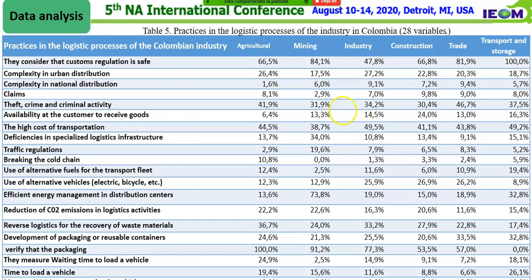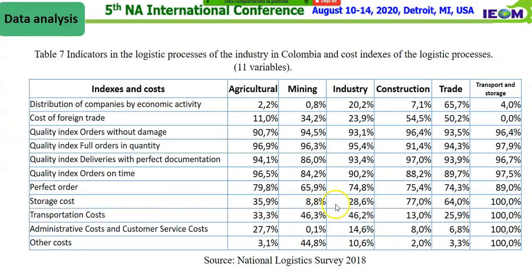Well, the first is this. In this case, the different data set includes agriculture, mining, industry, construction, trade, transport, and others. These are the practices in the logistics process in Colombia. The intention is to know which is more important for each one.